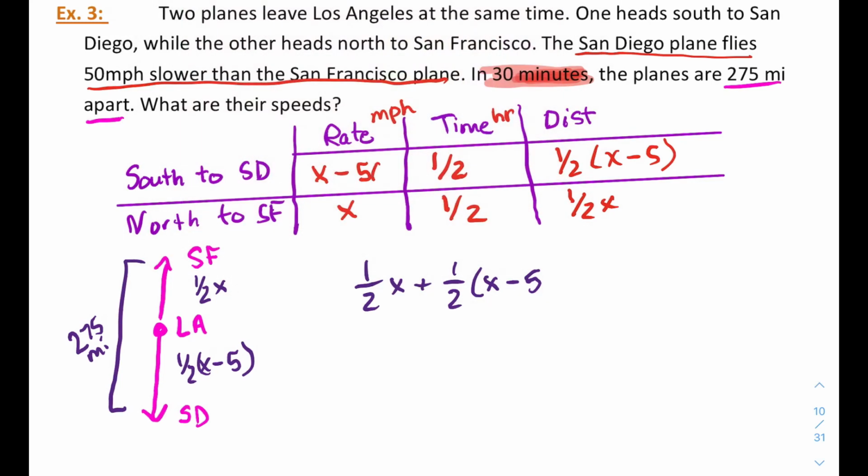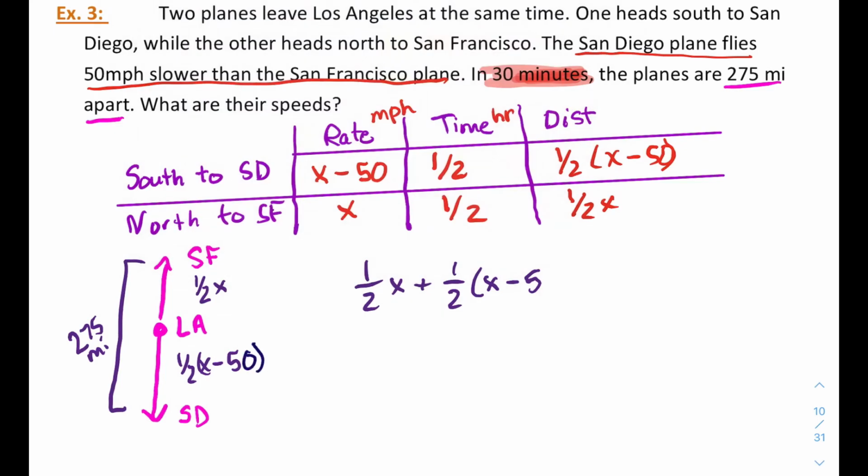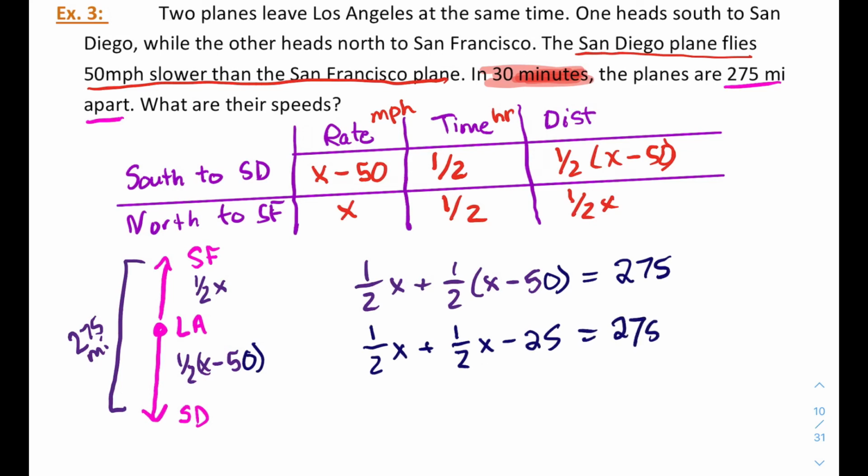Okay, here's where I realized that I made a mistake. Fixing all my 5s, turning them into 50s. Sorry about that. So the two individual distances should add up to your total of 275 miles that they've traveled in this half an hour. And then a little bit of just combining like terms, solving my equation.